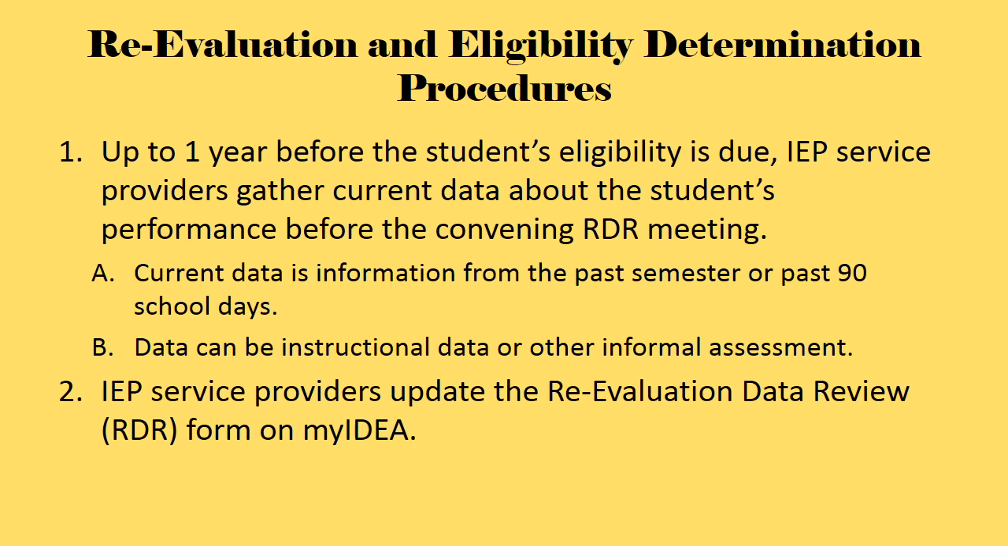The following slides will discuss the reevaluation and eligibility determination procedures. First, up to 1 year before the student's eligibility is due, IEP service providers gather current data about the student's performance before convening the RDR meeting. Current data is the information from the past semester or past 90 school days. Data can be based on instructional data or other informal assessment. Then the IEP service providers update the reevaluation data review form on MyIdea.